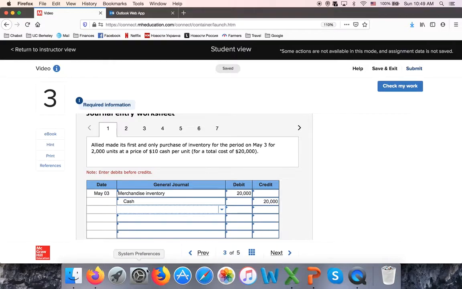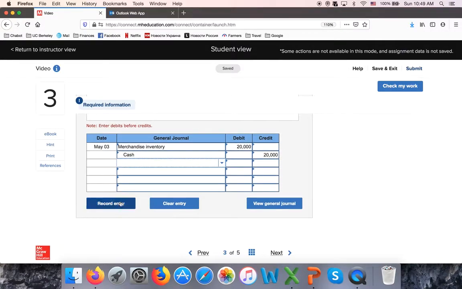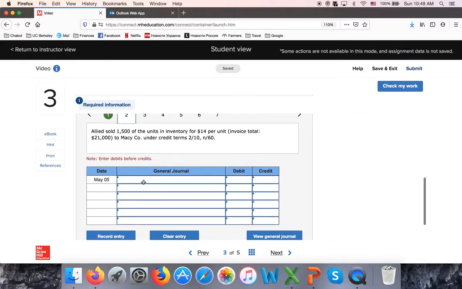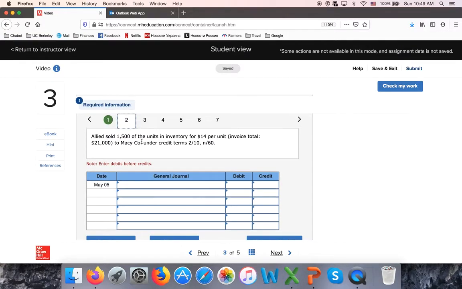The second transaction, let me record this one. Second transaction, May 5th. We sold 1,500 of the units in the inventory for $14 per unit. So the total price is $21,000. It's the selling price, right? It's 1,500 units multiplied by $14, under credit terms 2/10 net 60.